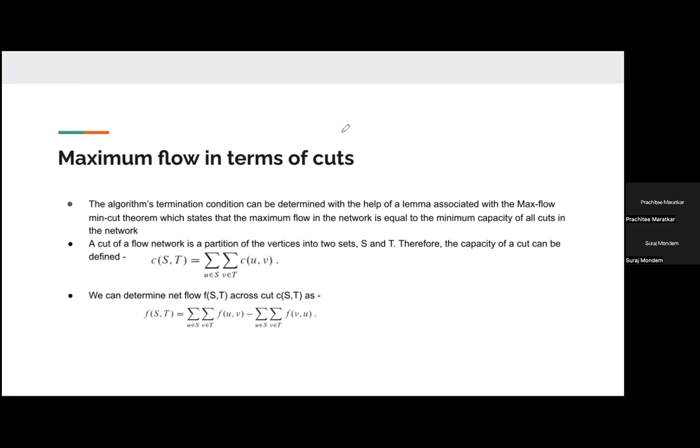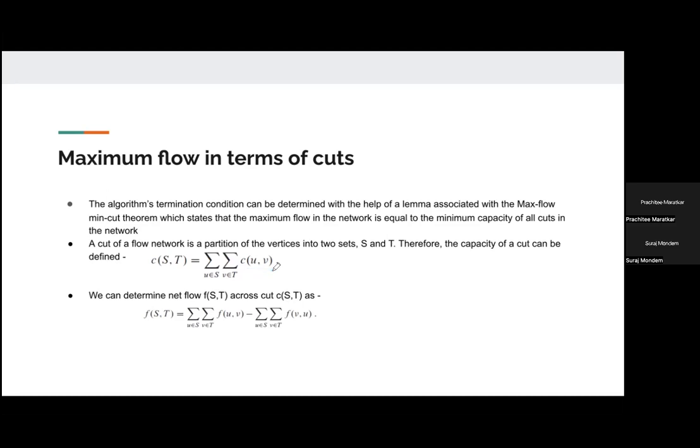A cut of a network is a partition of the vertices into two sets, S and T, such that the source vertex falls in the S set and the sink vertex falls in the T set. The capacity of a cut is basically the sum of the capacities of all the edges that cross the cut from the S set to the T set. Therefore, for calculating the capacity of a cut, we count only the capacities of edges going from S to T and not the edges in the reverse direction.